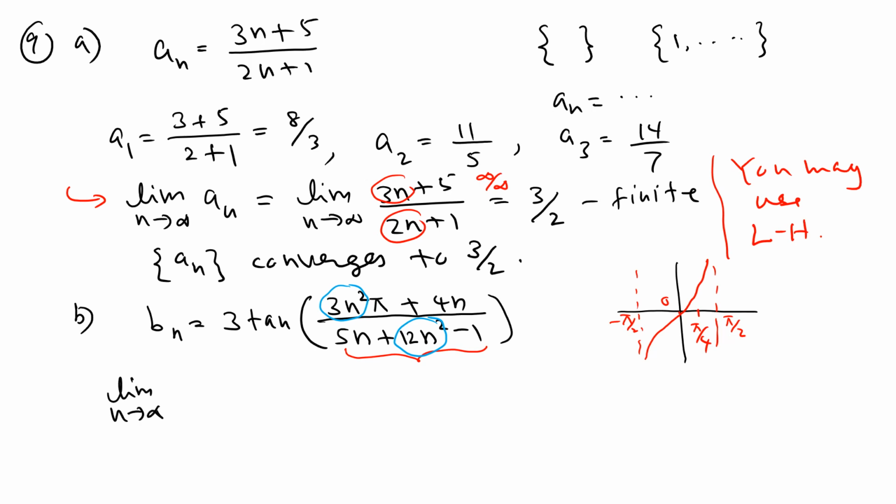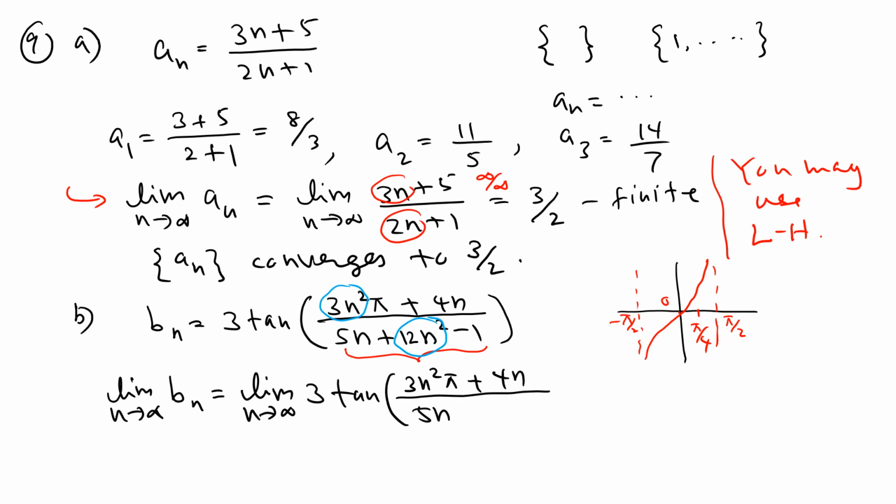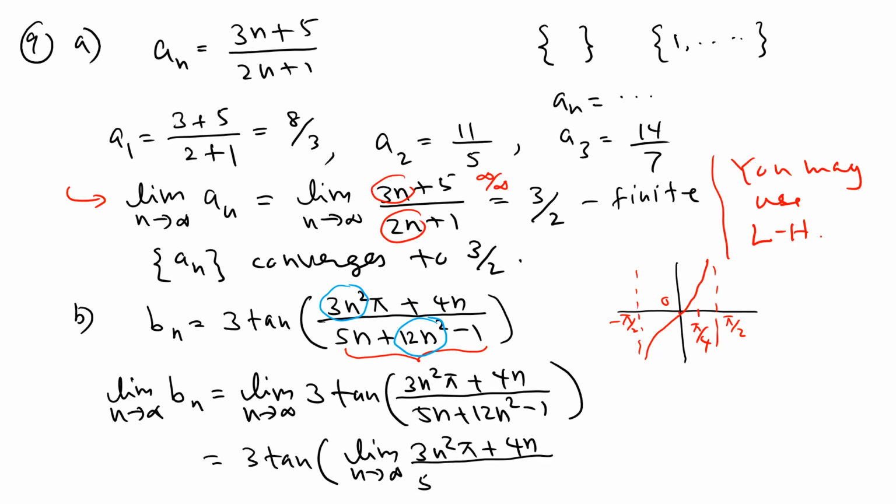So as n goes to infinity, we're going to say limit as n goes to infinity of tan of 3n squared pi plus 4n divided by 5n plus 12n squared minus 1. But since the function is continuous at that point, we can bring the limit inside. So we're going to bring the limit inside. So let's bring the limit inside: tan of the limit as n goes to infinity of (3n squared pi plus 4n) over (5n plus 12n squared minus 1).